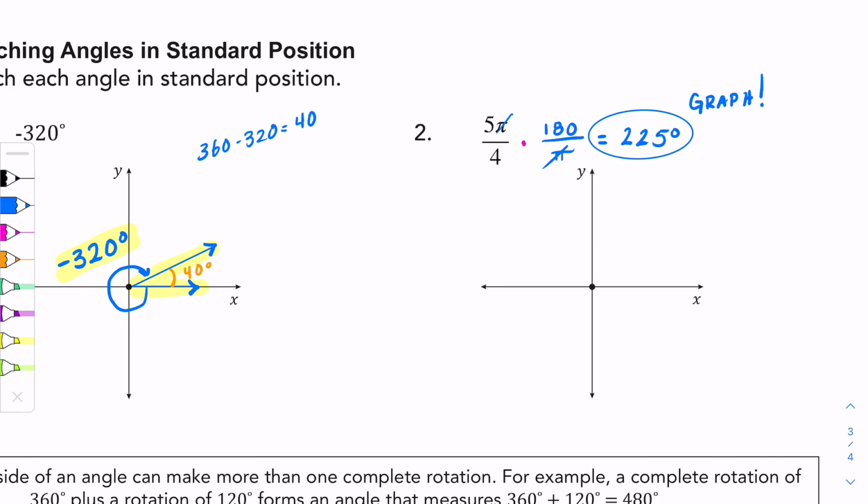I recognize that 225 degrees is greater than 180, but less than 270 for those benchmark angles. So 270 minus 225 leaves me with a reference angle of 45 degrees. That means I'm coming 45 degrees shy of 270, and I'm moving in the positive direction.